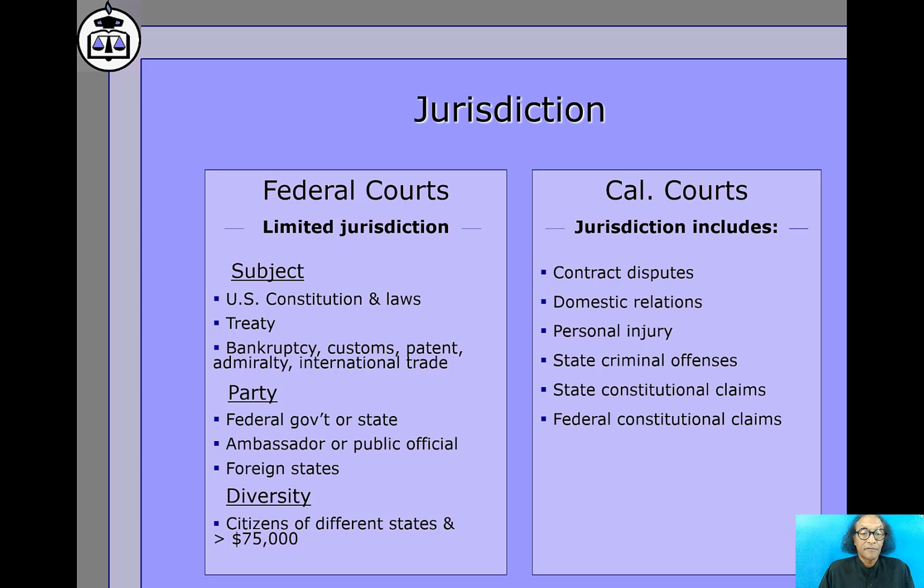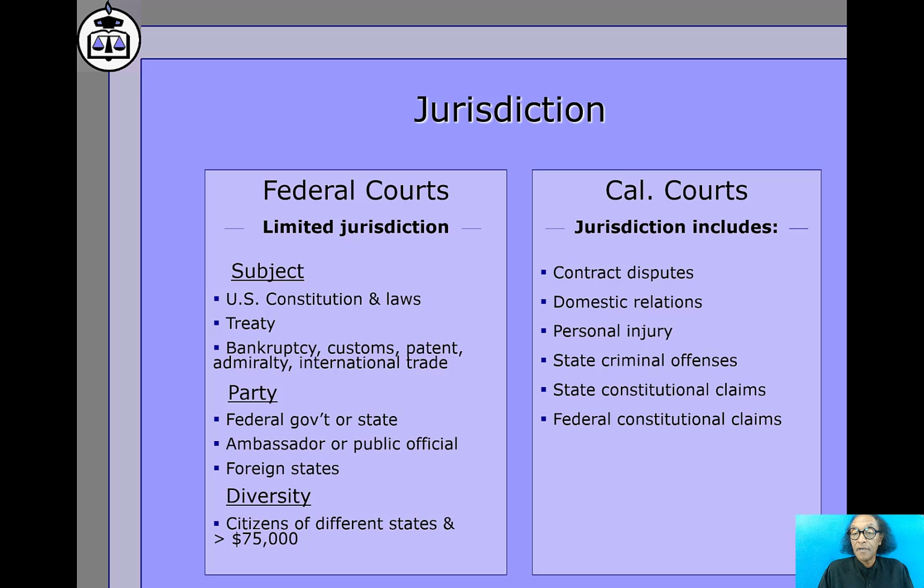And the kind of people who can sue are the federal government, state governments, ambassadors and public officials, or even foreign states. If they're civilians, they must meet what's called diversity jurisdiction, meaning that if they are citizens of different states and they meet the requirements, then they can file in federal courts. So it's very limited jurisdiction. That's why you don't see too many cases there.